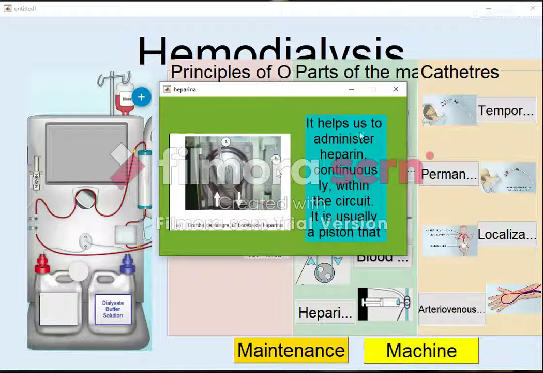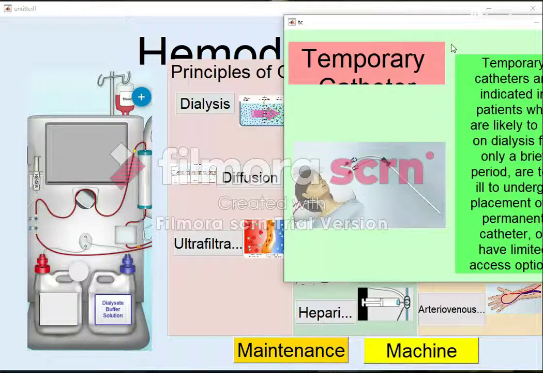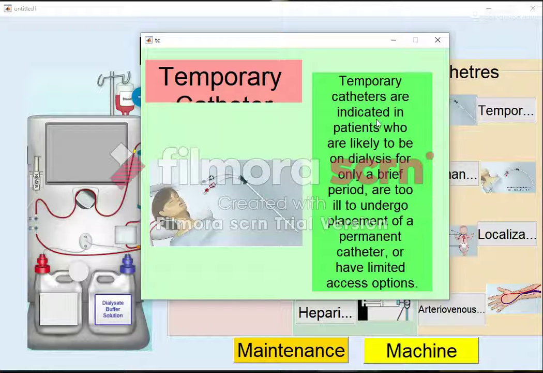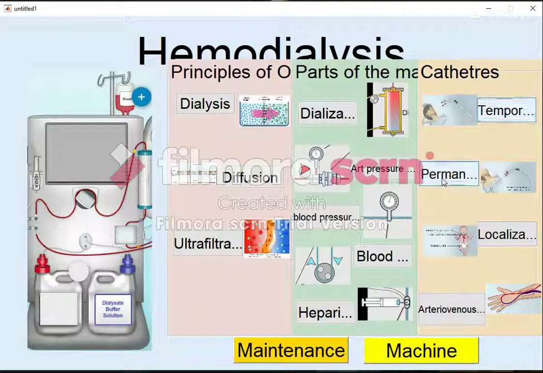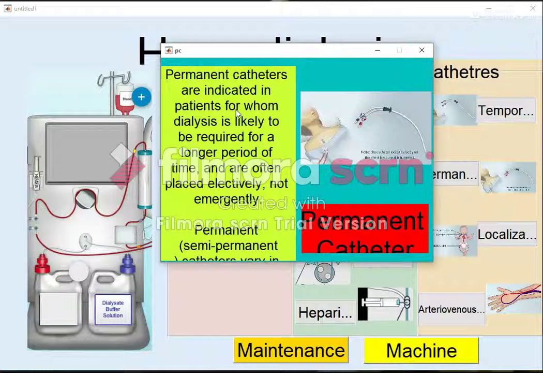Lastly, we can see the different types of catheters. The first one is a temporary catheter. We can use it for patients who are likely to be on dialysis for only a brief period. It is the more common catheter. Another is the permanent catheter. This is indicated for patients when dialysis is likely to be required for a long period of time.